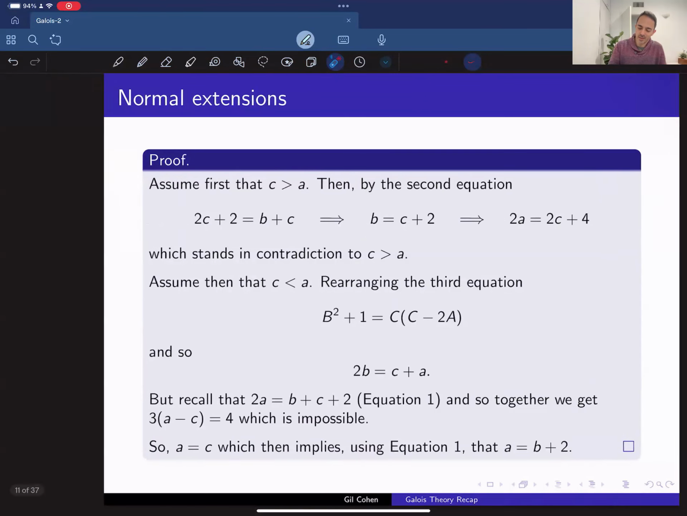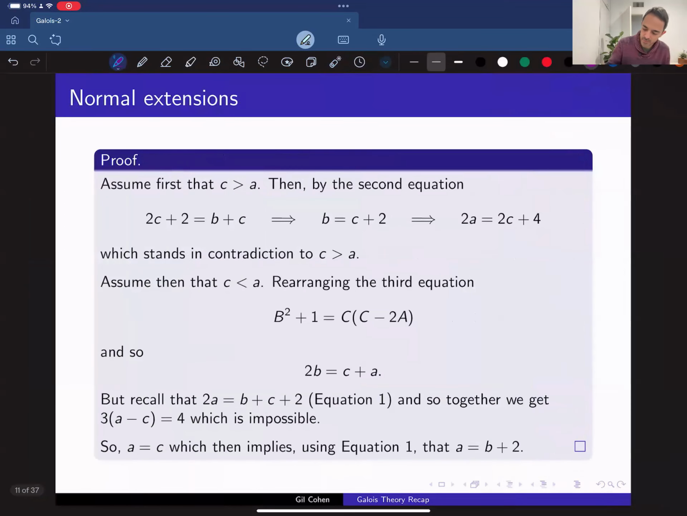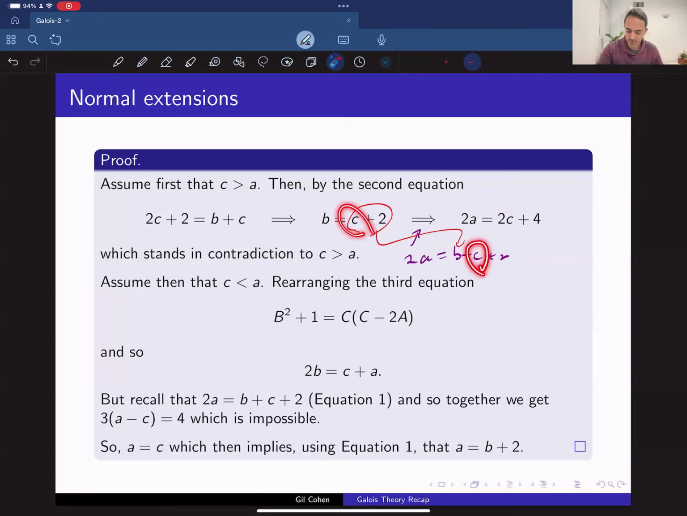And now, if you remember, we also have that 2a is b plus c plus 2. So if you plug b in here, you put this c plus 2 here, you see that 2a is actually 2c plus 4, right? These two c's and these 4. So in particular, a is larger than c, which contradicts the assumption that c is larger than a. So it cannot be the case that c is larger than a to begin with. So let's assume that c is smaller than a.